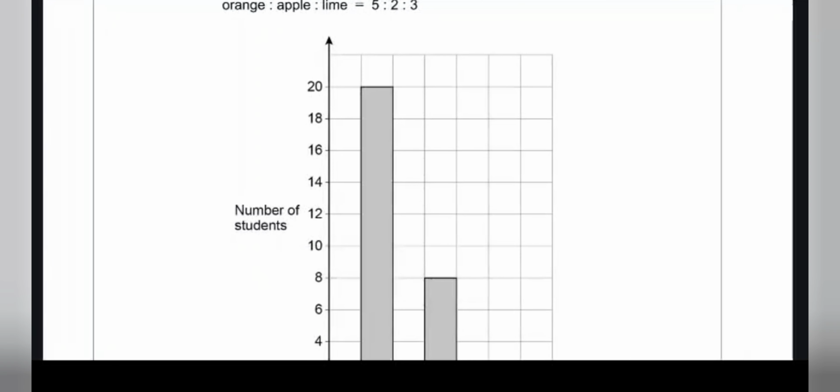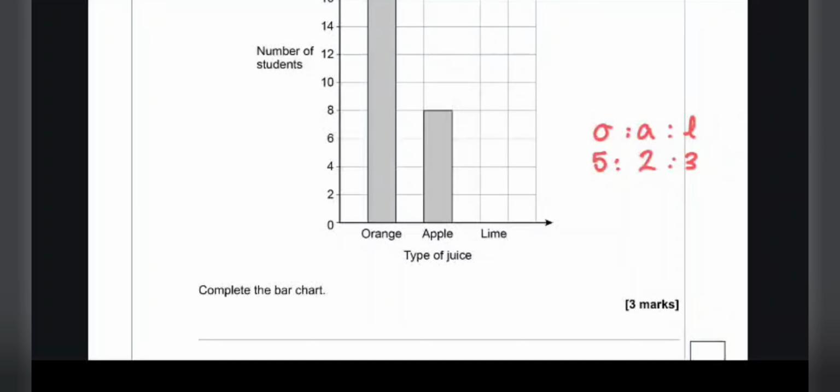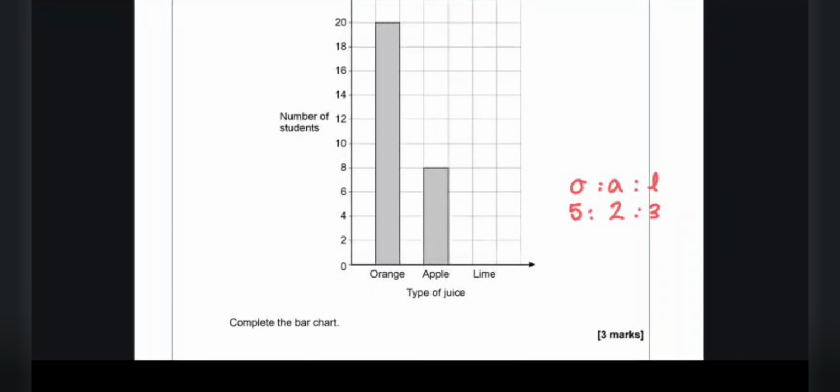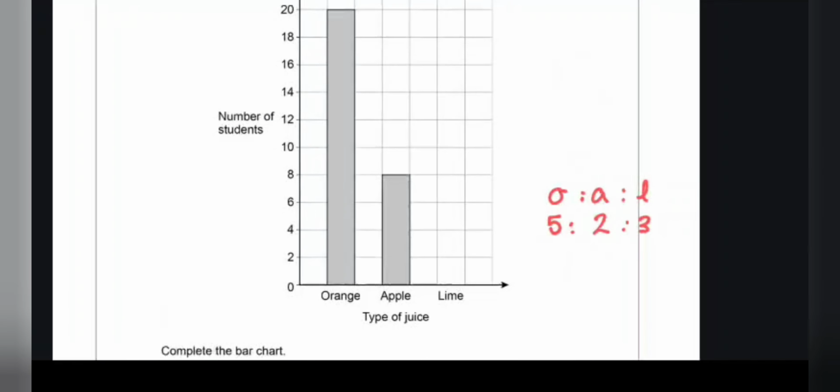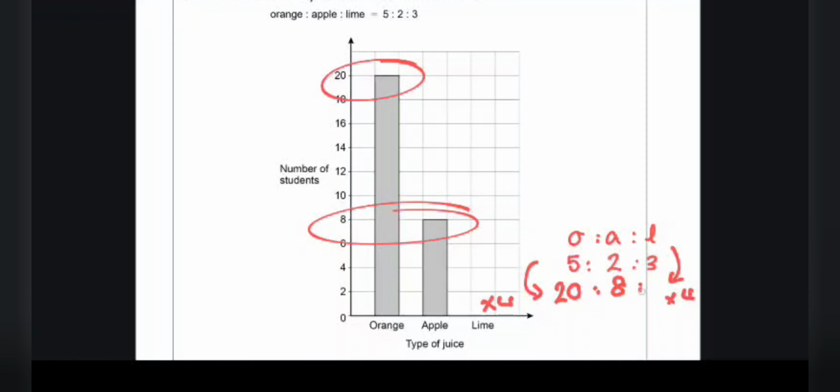Okay, a lovely ratio question. You can tell because you've got the colons there. You have orange to apple to lime, 5 to 2 to 3. And then we're going to compare these numbers to what we've got in your chart. So for orange, it comes up as 20. And for apple, 8. So what's happened here from 5 to 20, we've times by 4. So we're going to do the same for lime, giving us 12. And then you have to just draw it in, make sure it's on the right part, color it in. And wouldn't it be fantastic if you used a ruler and made it nice and neat?